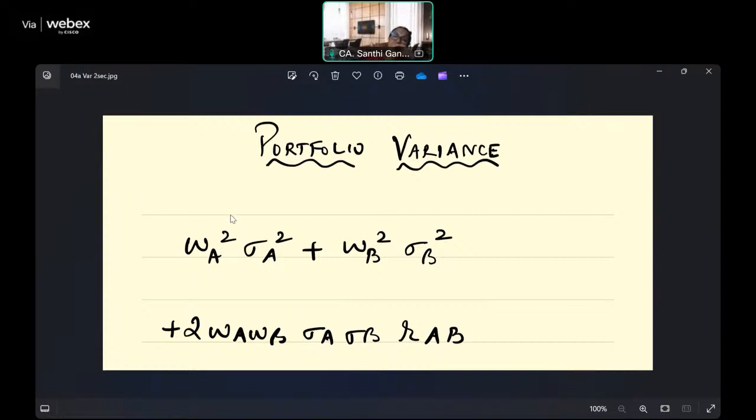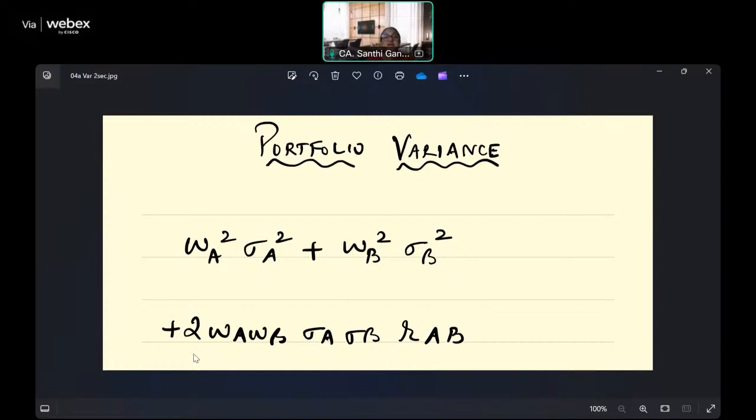WA squared sigma A squared. Only A is involved, so weight and risk. I am squaring the weight because whenever I operate with variance, the other factor also should be squared. Plus, again, only B is involved, so weight and standard deviation: WB squared, sigma B squared. Plus 2 WA, WB, sigma A, sigma B, correlation.